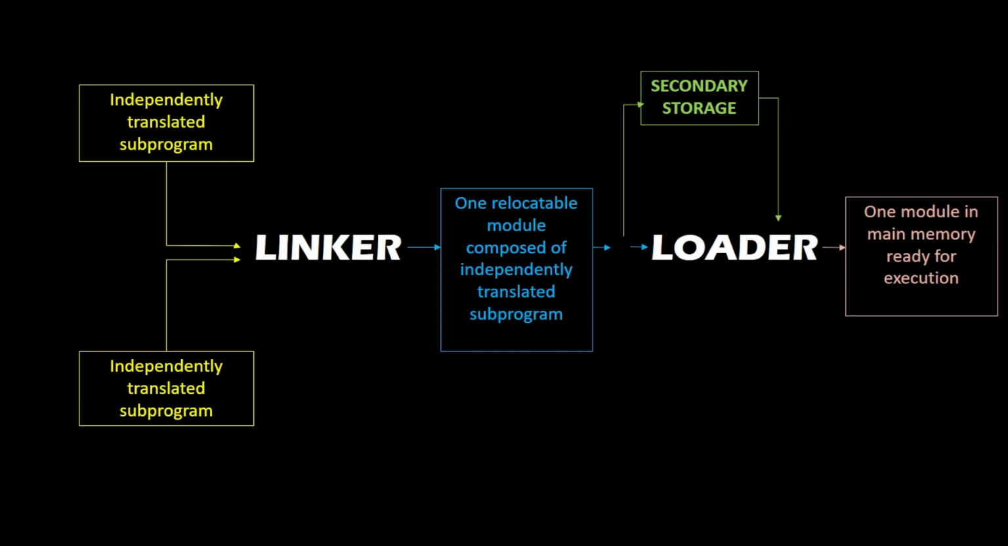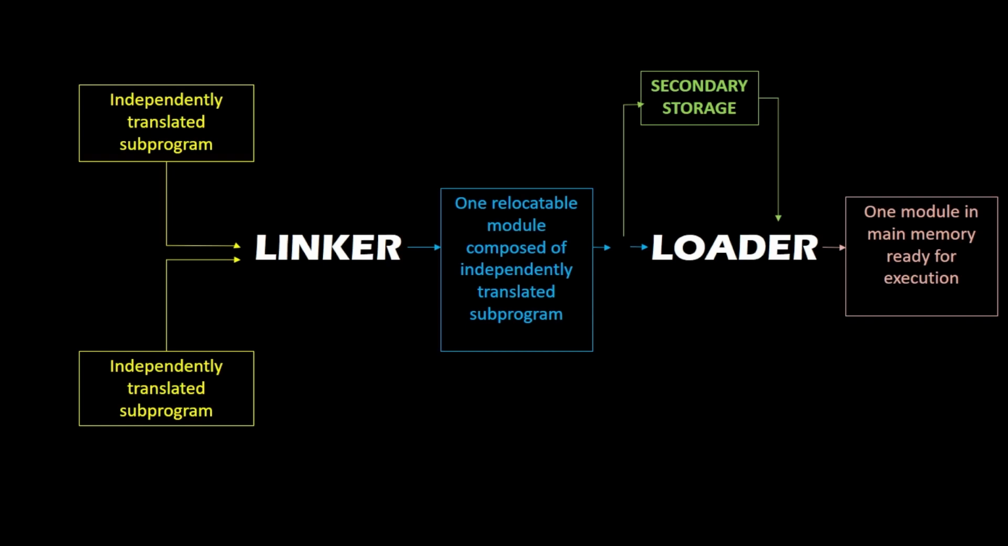Imagine you have a program written in C, consisting of multiple source files, each containing different functions or variables. When you compile these source files, the compiler transforms them into object files specific to your platform. However, these object files alone cannot be directly executed. Here's where the linker steps in.